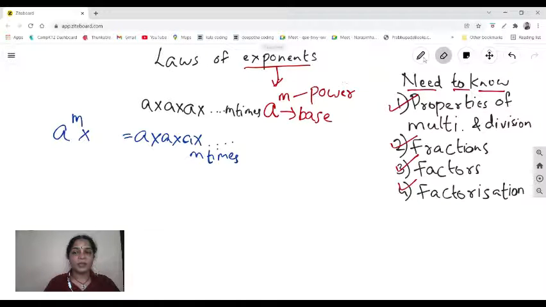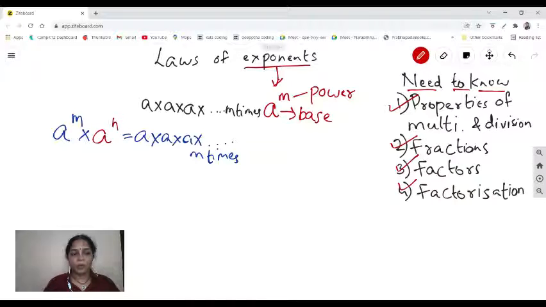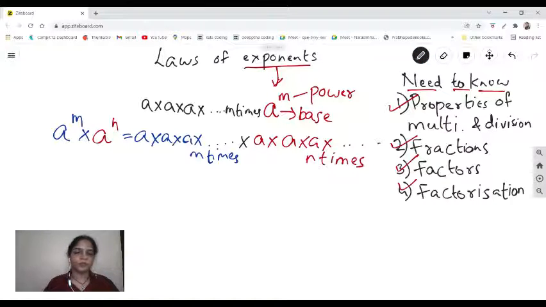Let me write this in a different color for you. Okay, you have a different exponent now, but it's the same a. But that a is multiplied n times. It goes on like this. It is multiplied n times. And now both of these are multiplied together.